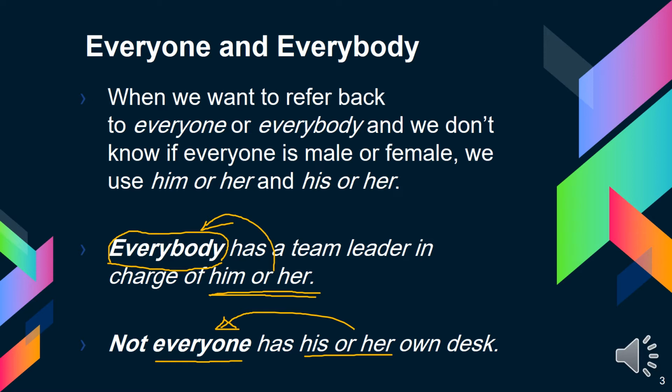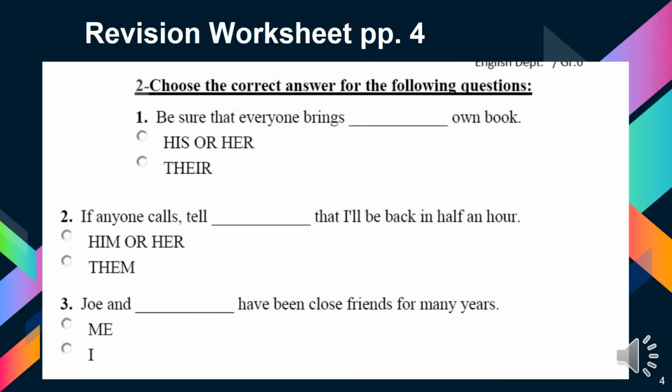Okay, so let's take this exercise. Be sure that everyone brings, notice here that everyone is singular and we use s in the verb. Be sure that everyone brings his or her or their own book. According to what we have revised just now, we should use "his or her".